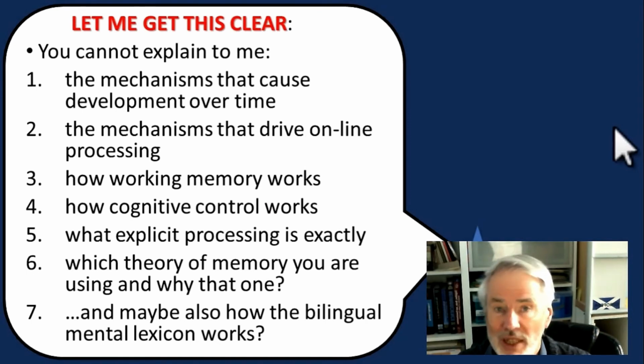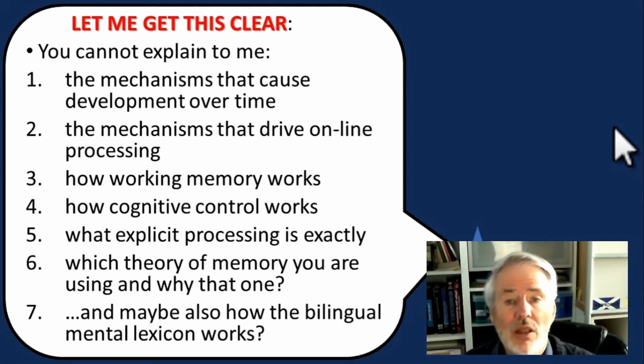Okay, again, in my role-playing self, I'm actually quite nice, but I'm being quite nasty because I really think you are unable to explain to me from your behaviour during the questioning. You can't explain the mechanisms that cause development over time. You can't explain online processing very well. You don't seem to have a clear idea of what working memory is, how cognitive control works, about which theory of memory you prefer and why. And you don't really say much about the bilingual lexicon or any mental lexicon, as far as nothing that I could really understand. So I'm really surprised, because all of these terms are rather crucial to understanding what exactly is going on in your explanations of your data. So this really confuses me. I'm very sorry.